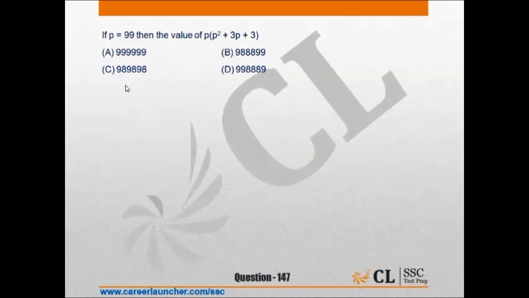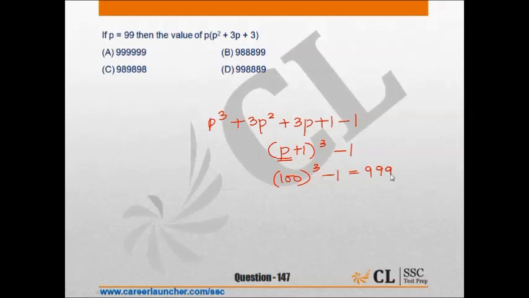The next question is, if P is equal to 99, then the value of P into P square plus 3P plus 3. Now if I open the brackets, I will get P cube plus 3P square plus 3P. Adding 1 and subtracting 1, I'll get the expression as P plus 1 whole cube minus 1. If the value of P is 99, I will get 100 whole cube minus 1, that would give me 9. Hence my answer is option A.